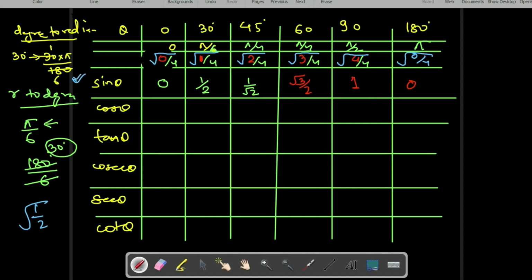So like this way we can identify the value of sine theta. Okay, this is an easy trick. 0, 1, 2, 3, 4 you can write and then you can divide by 4, then take the square root of the value. Now cos theta, cos 0, start from here.